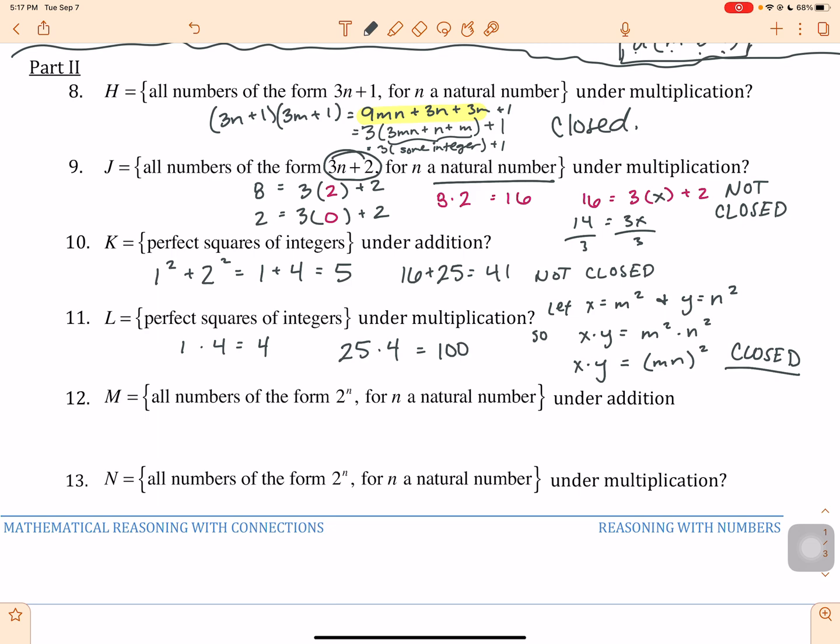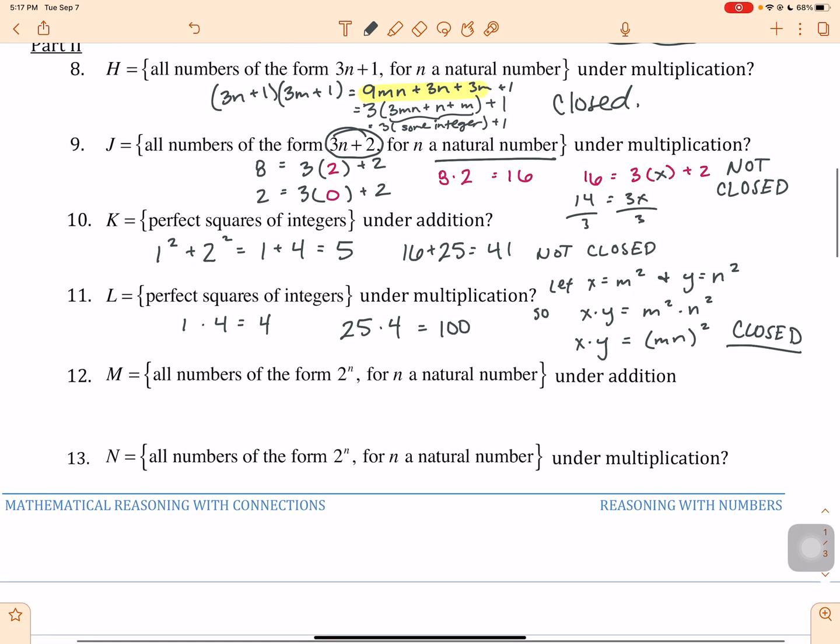All right, set M, all numbers of the form 2 to the n power, for n a natural number. So this is number 12. We want to start thinking, let's just start small, right? So 2 to the first power plus 2 squared is equal to 2 plus 4, which is 6. Can 6 be rewritten in the form 2 to the n power?